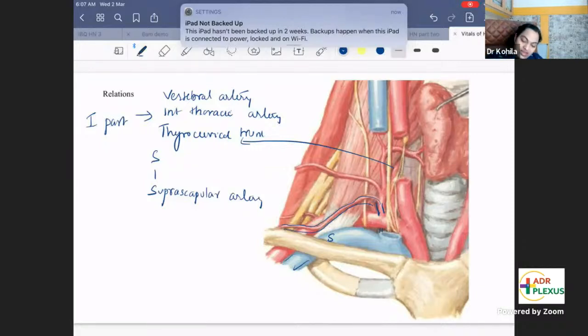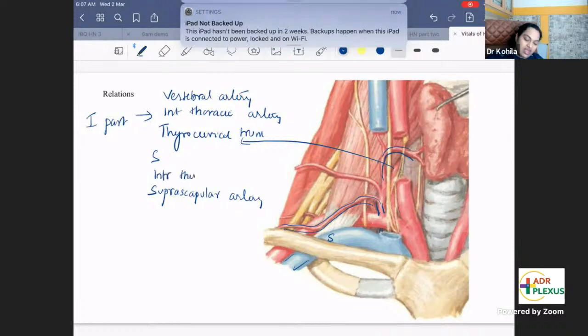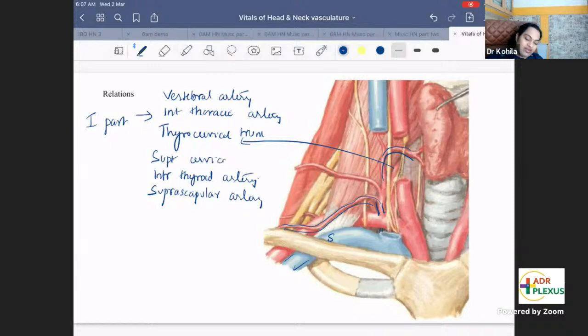Okay, and then the second thing, also easy to identify. The loop you see here, the artery that forms the loop here, that's the inferior thyroid artery. Okay, next picture, you have to identify the artery. And the next one, superficial cervical artery.